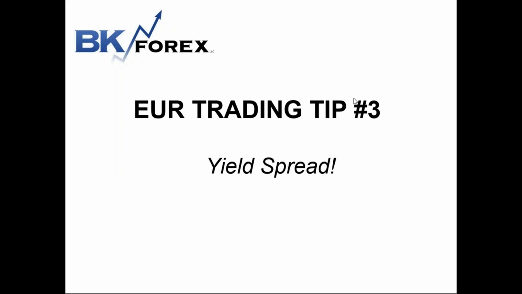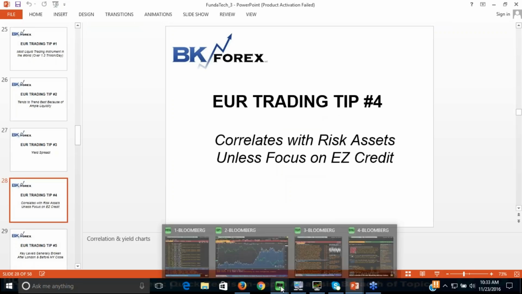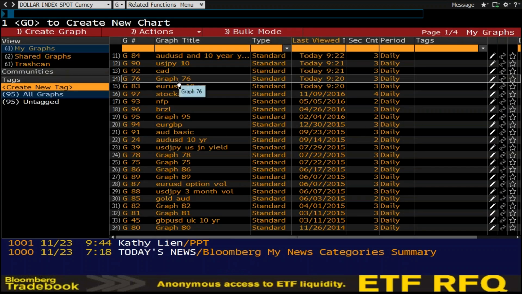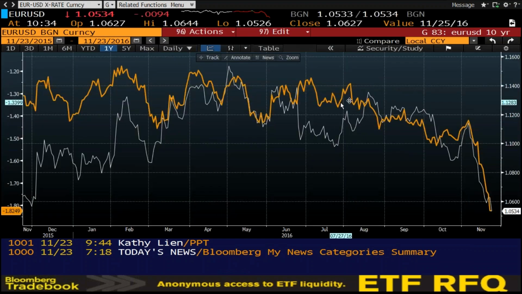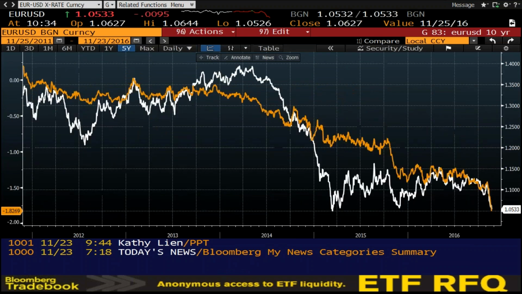And the most important thing for the euro dollar is the yield spread. So let's take a look at that. Pulling up the yield spread, I actually look at this often, so I have a chart already built for this. This shows you the orange line is the yield spread and the white line is the euro dollar. And we go to a long-term basis.